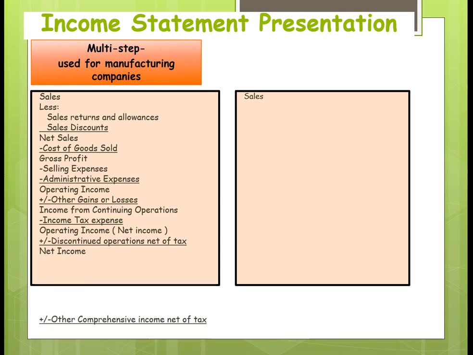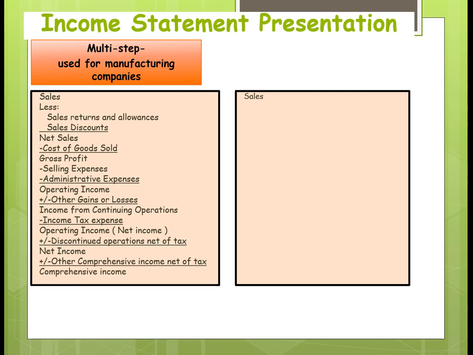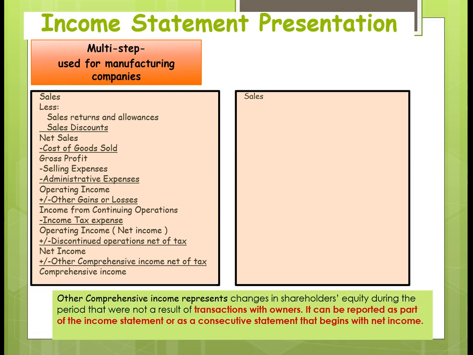And then we have this new category called other comprehensive income. This is derived from things that are outside the normal scope of business. So, it represents changes in stockholders' equity during a period that are not a result of transactions with owners. It can be reported as part of the income statement, but almost all companies show it on a separate statement. So they'll show net income, and then you'll have a page that follows, which starts with net income and then shows changes due to other comprehensive income type activity. These are always shown net of tax. Another example would be currency fluctuations.